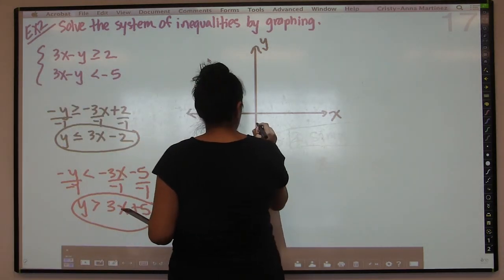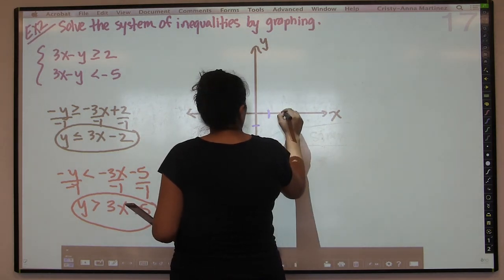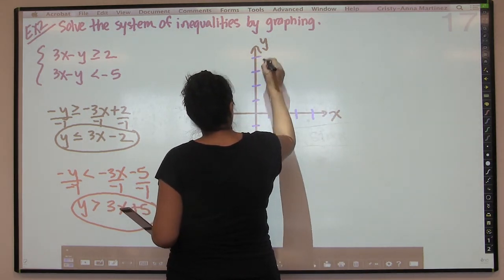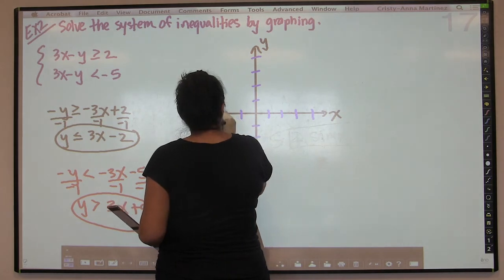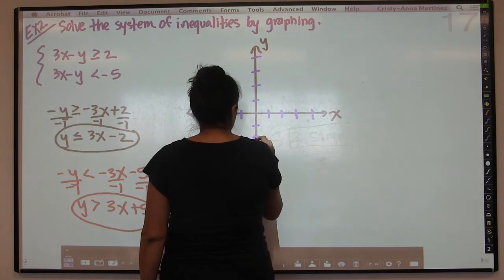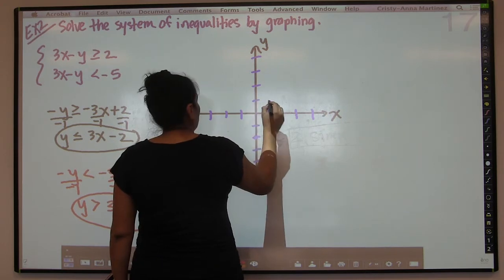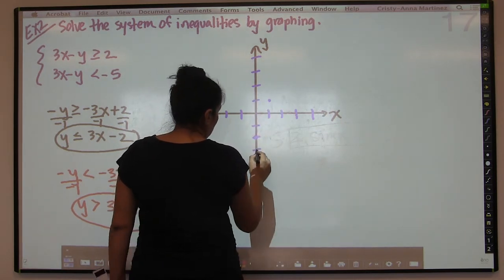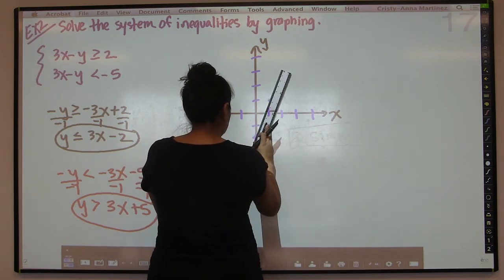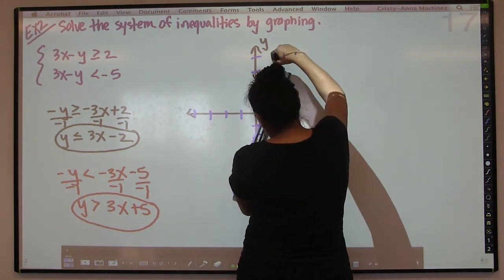So the first one's going to be 1, 2, 3, 4. 1, 2, 3, 4. 1, 2, 3, 4. 1, 2, 3, 4. Okay, so 3x minus 2. So you're going to be down here at negative 2. And your slope is 3. So you're going to go up 1, up 2, up 3, and over 1. Or down 1, down 2, down 3, over 1, either way. And this little guy happens to be solid. So we're going to graph our line like so.